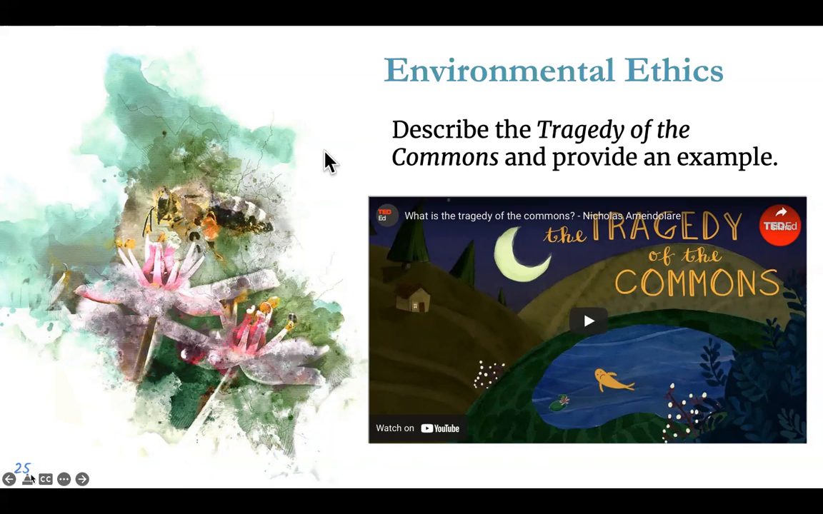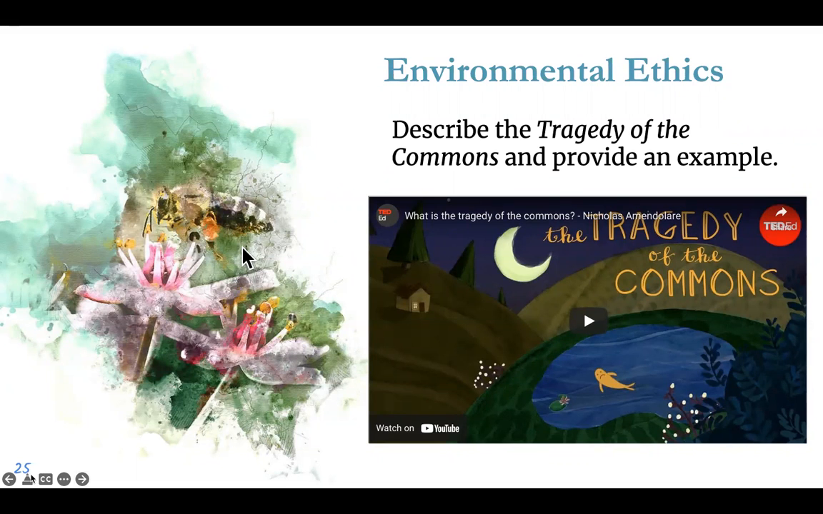Now, the atmosphere is also considered a common, right? We all need it. We all breathe oxygen. We need the different gases that are in the atmosphere, but we are all contributing carbon dioxide to the atmosphere. And eventually we will all pay the price when it comes to global climate change.